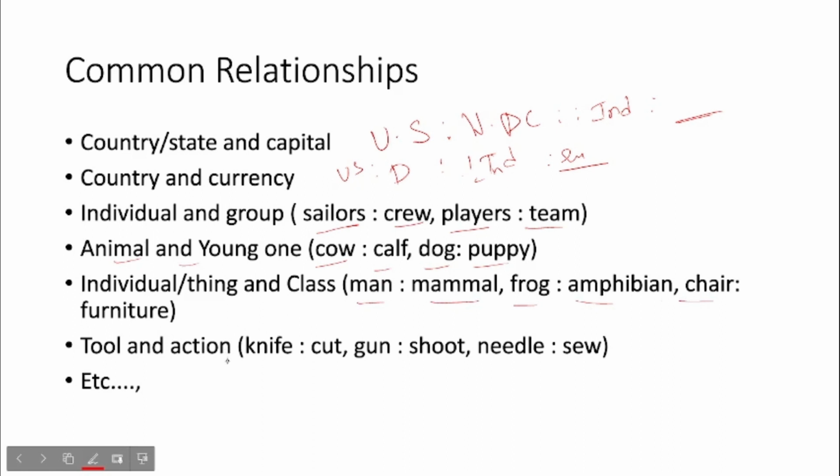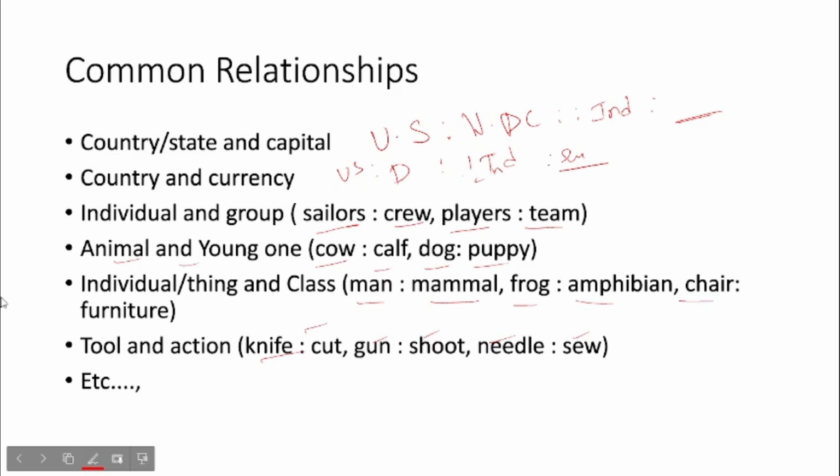And tool and actions: a knife can perform cutting, a gun can perform shooting, a needle can sew. So these are some common examples of relationships. This is only for your understanding. There are way more relationships we need to know.